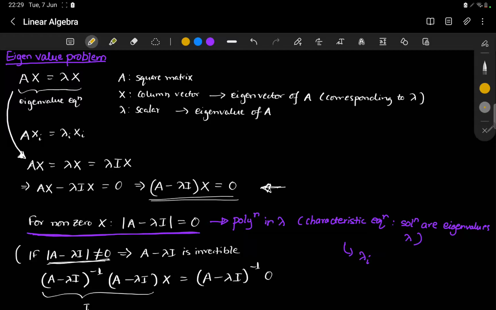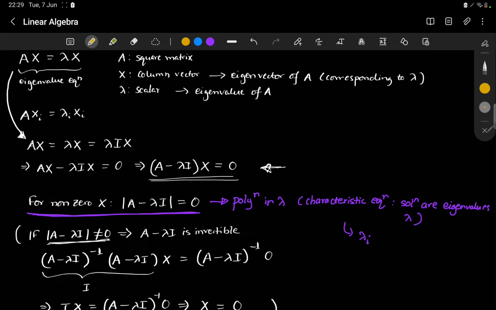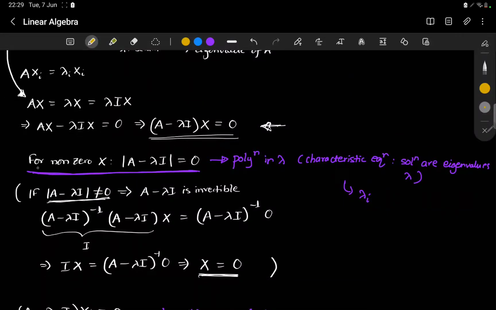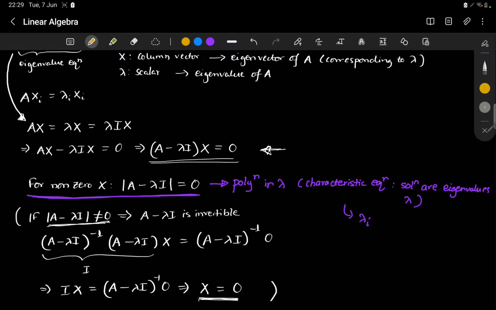So how do we find the eigenvalues? Well, we consider the following characteristic equation, that is determinant of A minus lambda I equal to 0. We will solve this characteristic equation, and the solutions or the roots of this characteristic equation are the eigenvalues lambda i of the square matrix A.